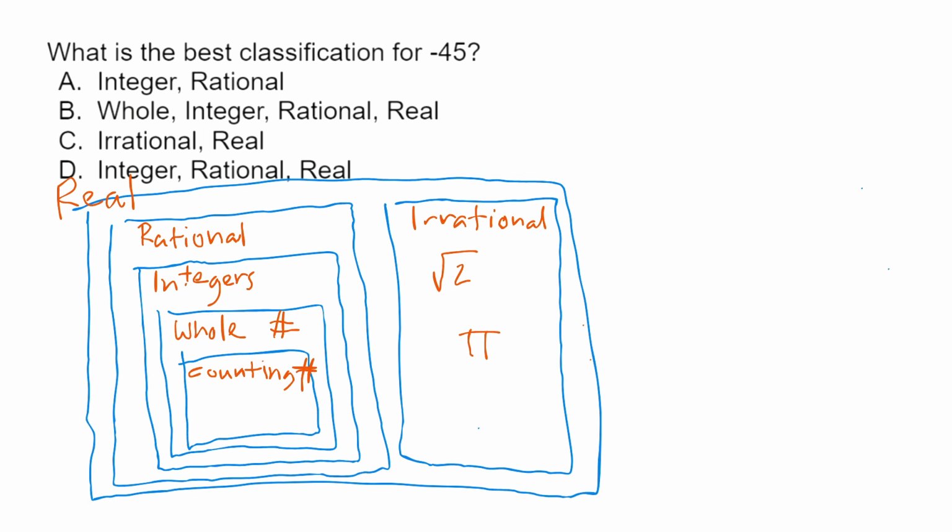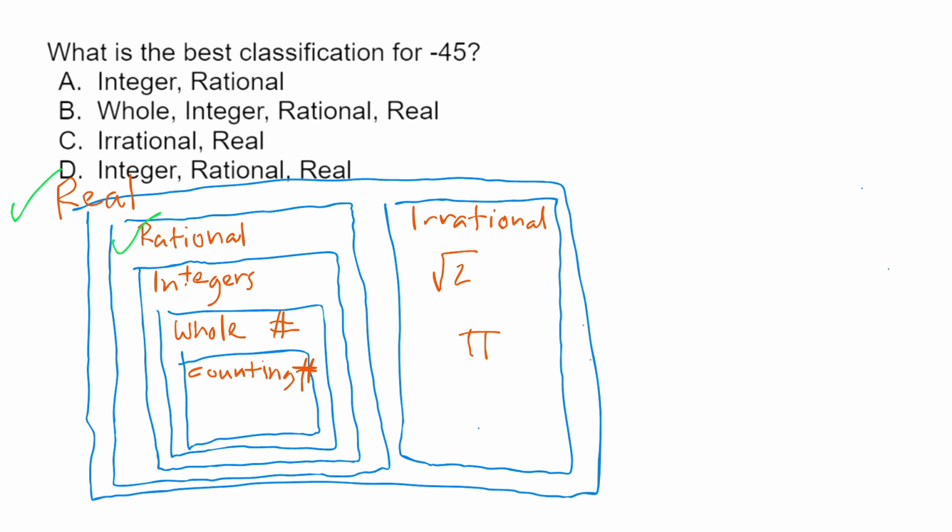Okay, so let's go directly to the question. What is the best classification for negative 45? Definitely, negative 45 is a real number. Considering our lesson, all the numbers you can imagine or think of are definitely real numbers. Is negative 45 rational? Yes. Examples of rational numbers are 1 half, 0.25, negative 5, negative 4, negative 45, 1, 2, 3. So it's still rational. Is it an integer? Yes, it's an integer.